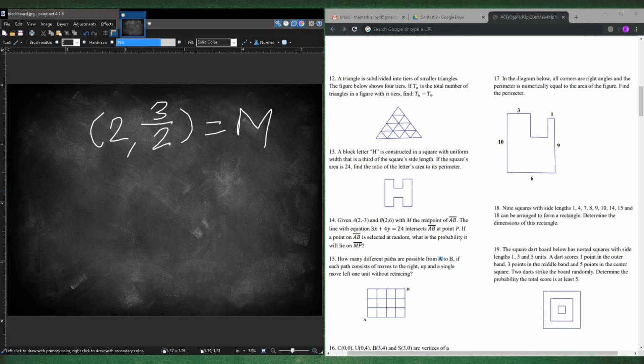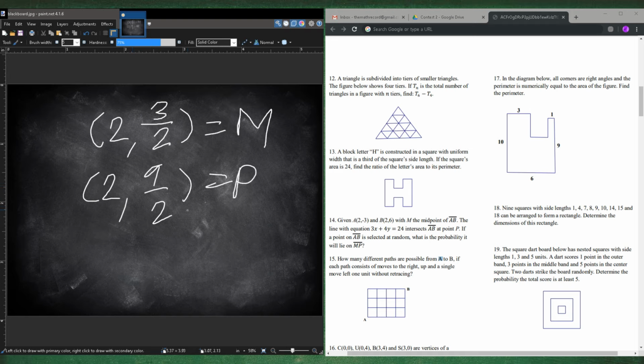The line 3x plus 4y is equal to 24 intersects AB at point P. So AB, the slope is 6 minus negative 3, which is 9, over 2 minus 2, which is 0. Actually, this line is just, since it's at 2, -3 and 2, 6, the equation is just x equals 2. So if x is equal to 2, and we put that into the equation, that's 6. 24 minus 6 is 18, and 18 divided by 4 is 9 over 2. So that's equal to point P.